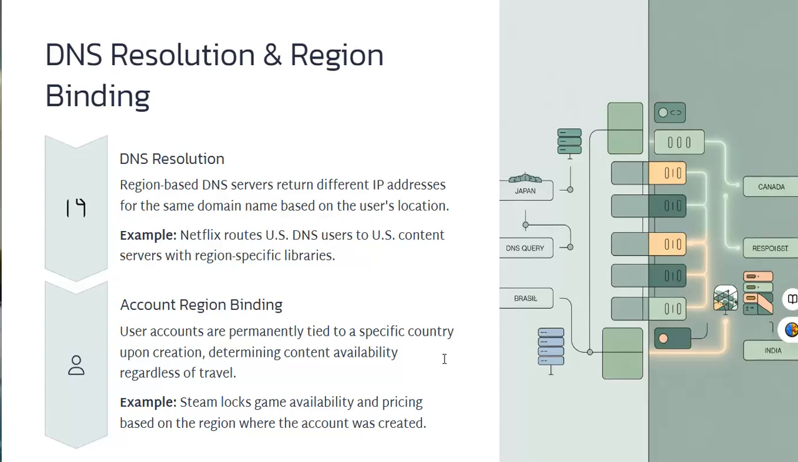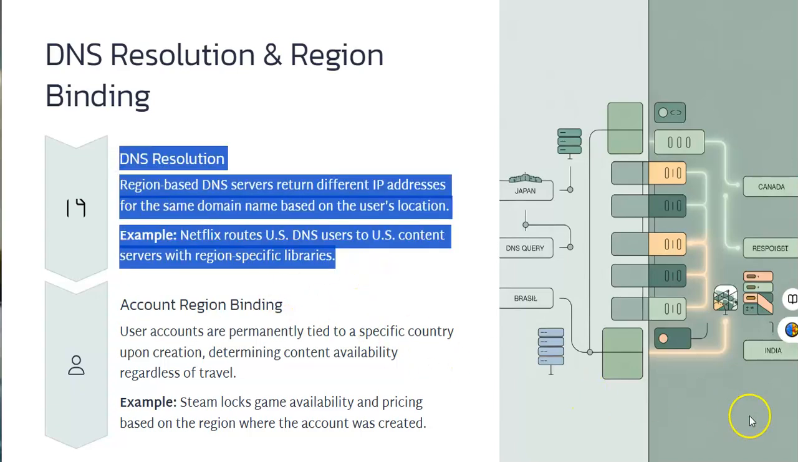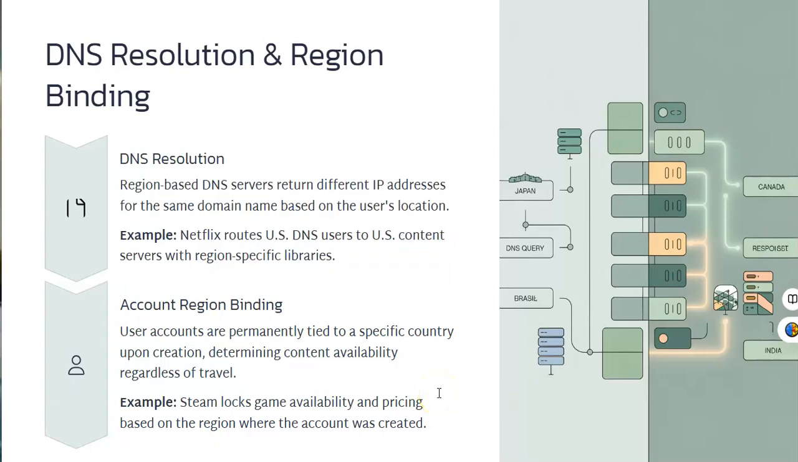DNS resolution basically has different regional DNS servers that give different IP addresses for the same domain. So you can go to Netflix and get two different locations at two different IP addresses based on where you are. Netflix will route US DNS users to US Netflix servers. This is increasingly common. It's quite easy to bypass though, because you generally have control over the DNS servers you use. Certainly with a VPN.